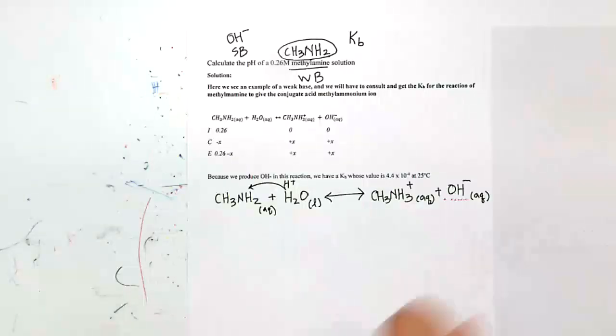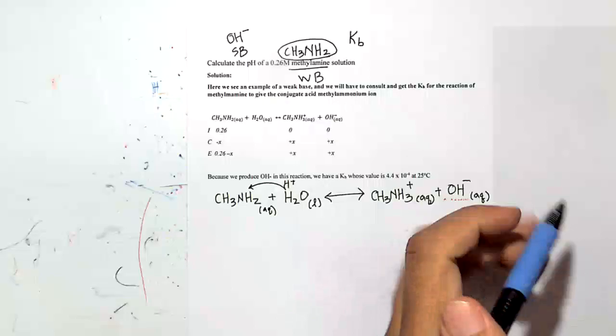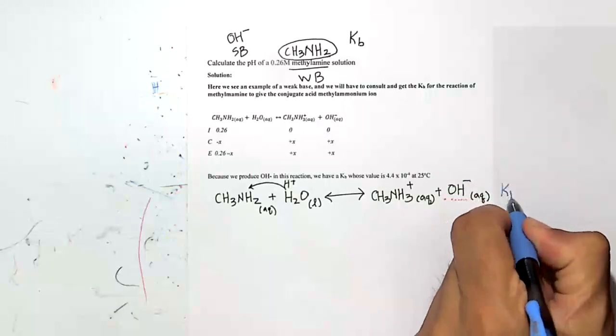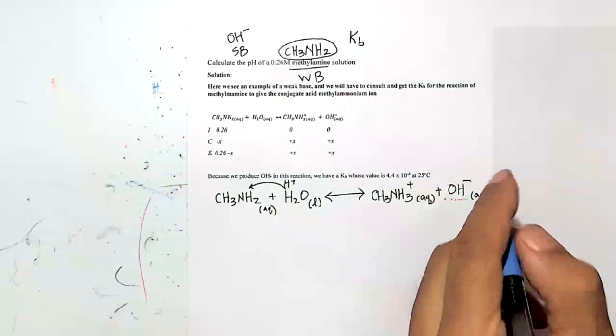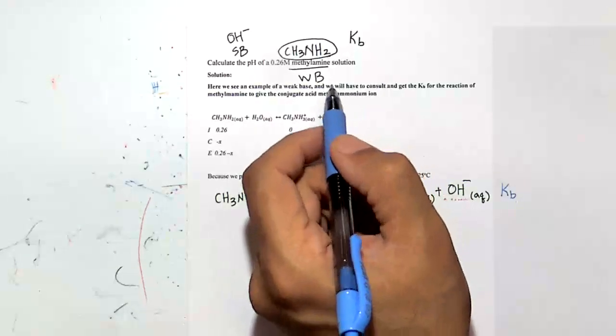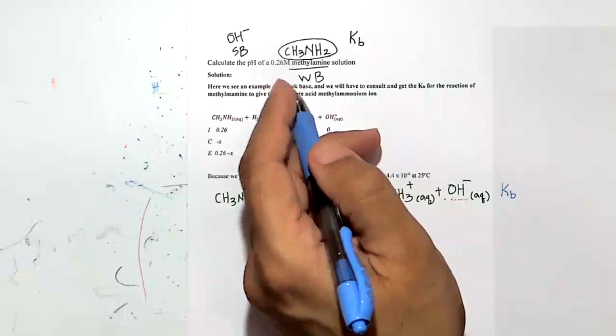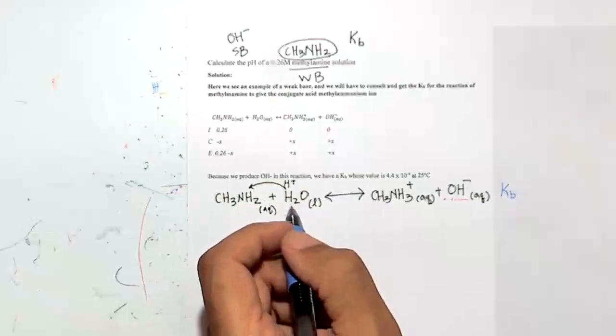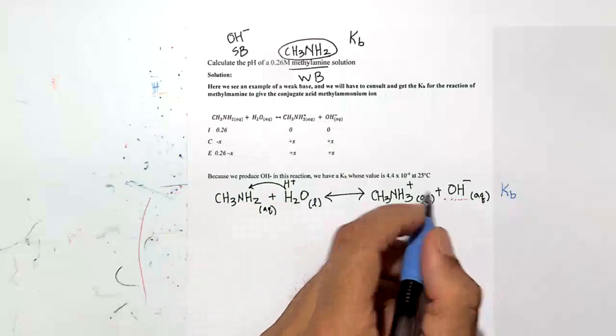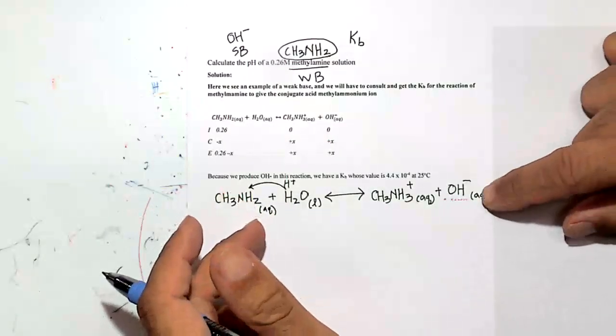Okay? All right, so this is what we're going to call Kb. Okay, not Ka, this is Kb. Why did I say Kb and not Ka? Because first of all, amines are weak bases. And what do weak bases do? They will react with water to give you OH minus. So this is a source of OH minus.